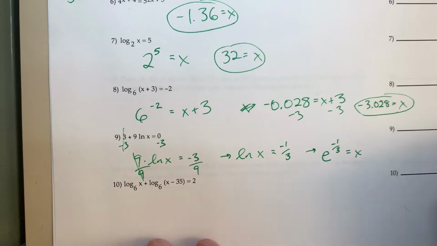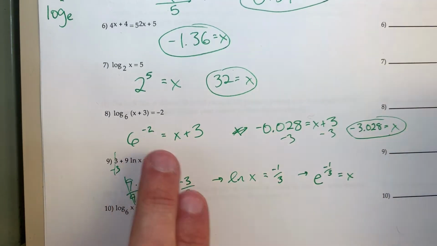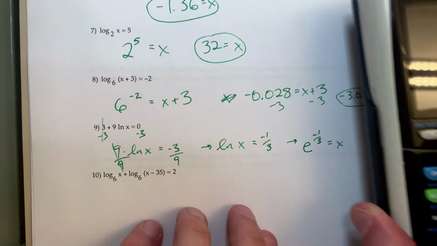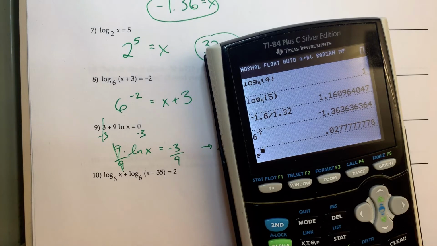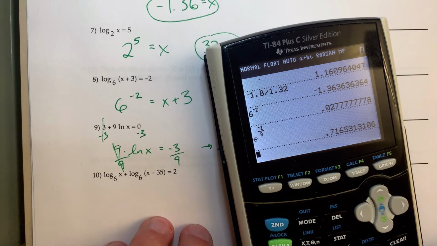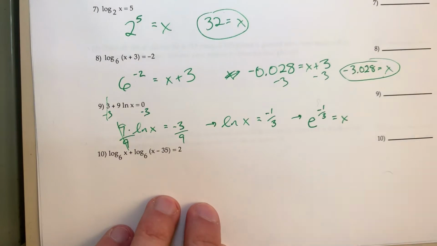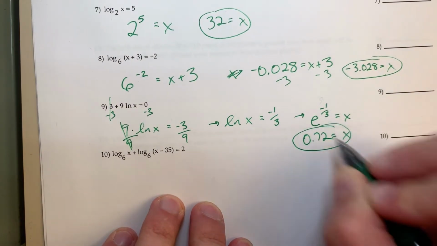And using your calculator, you can evaluate this just as easily as you would have evaluated like 6 to the negative 2, right? This is going to give us a single value. So I can go in, e, I can go second natural log e to the, do a fraction, negative 1/3. And I would get about 0.72. Okay, so x would equal about 0.72 as an answer there.